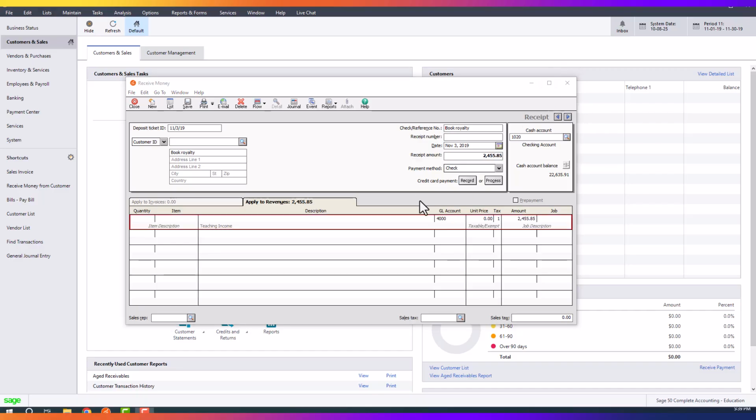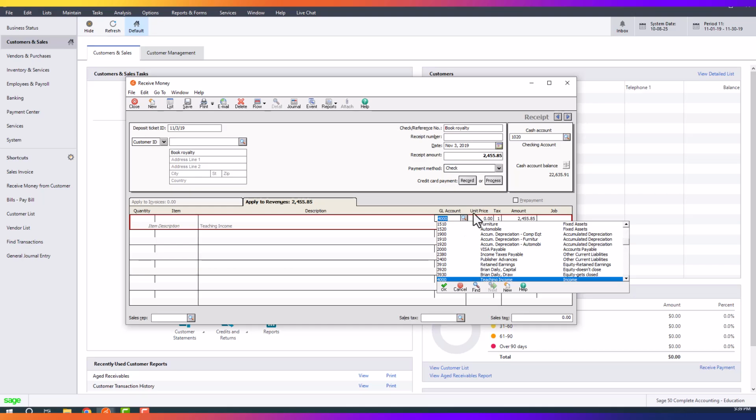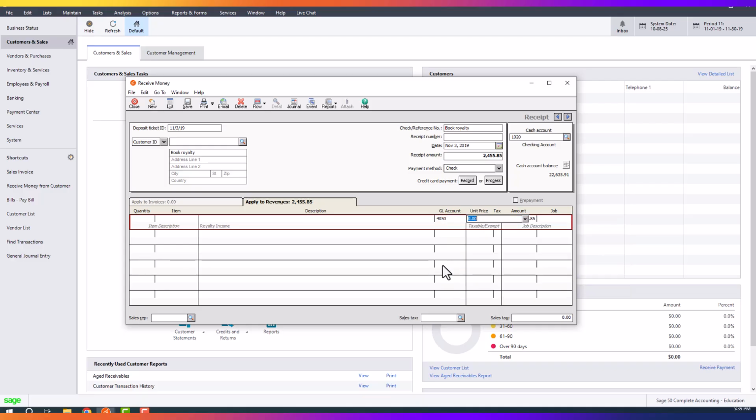$2,455.85. And then down below on the Apply to Revenues tab, we need to make sure that this maps to the correct general ledger account. So I click on that magnifying lens, and this is for book royalties. So I have an income account for that, royalty income, account number 4050. Make sure your details match up on the screen here, and then save. After I hit save, the screen clears.